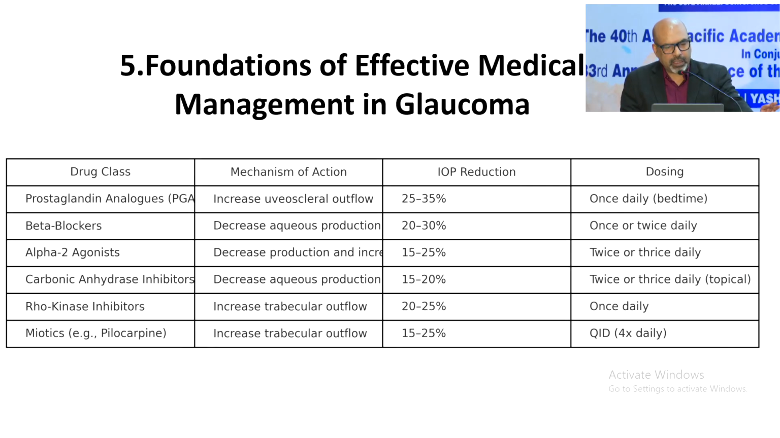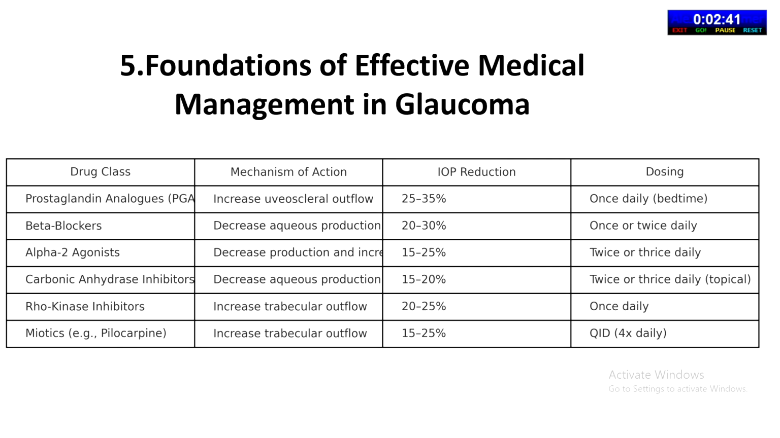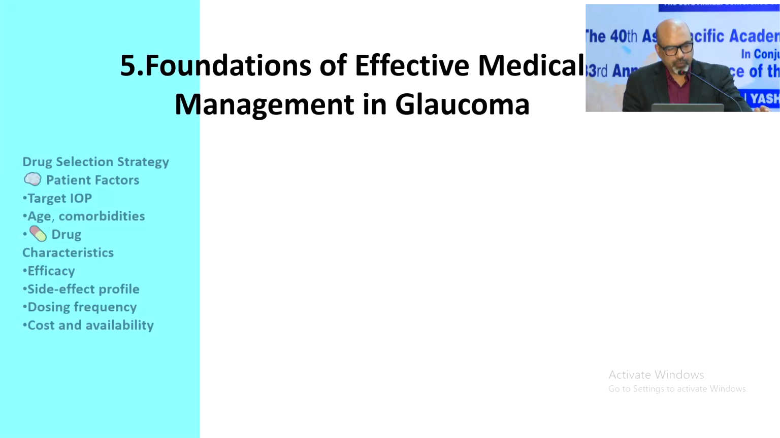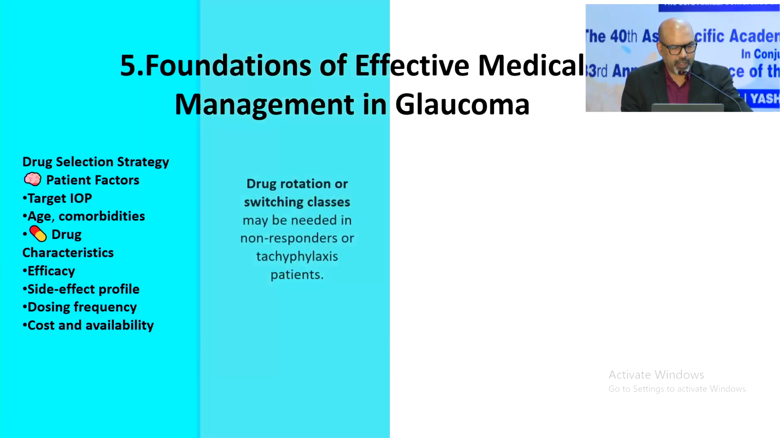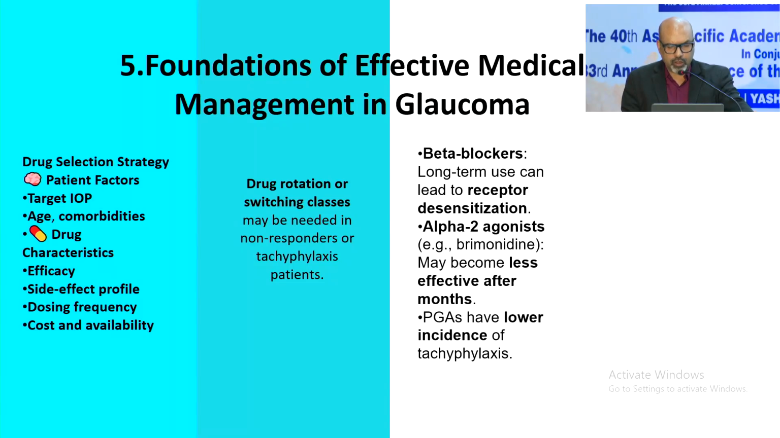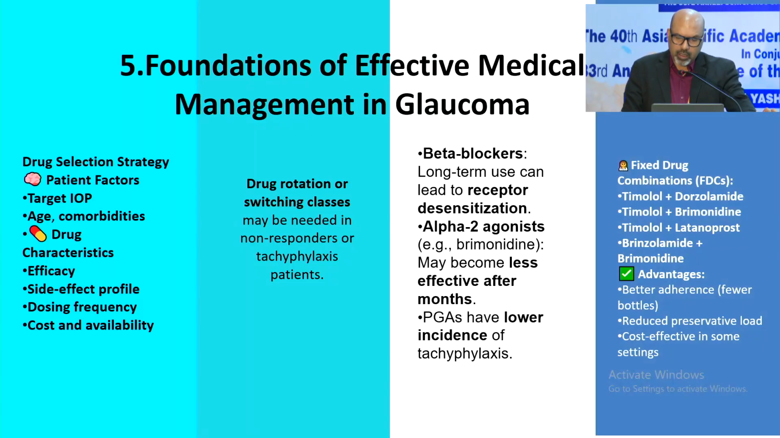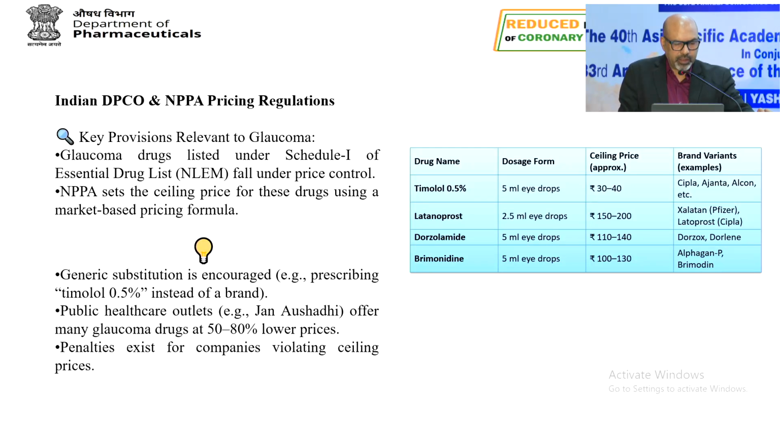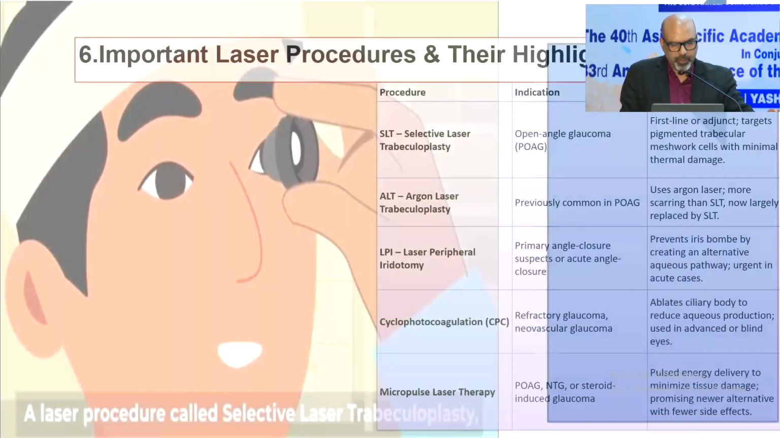Then the foundation of effective medical management in glaucoma is the medications. We must remember the mechanism of action and employ them judiciously to optimize the treatment protocol. Drug selection depends on factors like patient factors, target, age, comorbidities, characteristic efficacies, and drug rotation has to be done. Fixed drug combinations are now available which give you leverage in giving maximal medical therapy while still preserving the patient's lifestyle. Generic medications can also be utilized in the Indian scenario to minimize the cost.